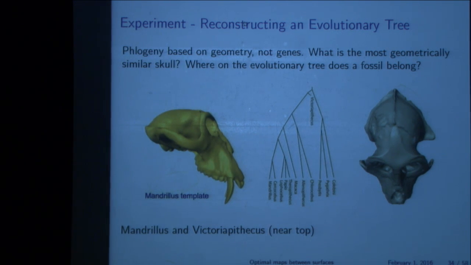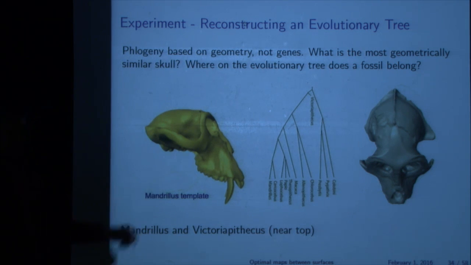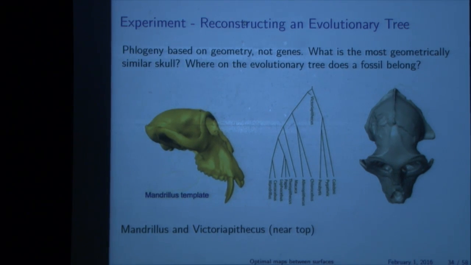One thing you can do out of this is try to see where a fossil fits in an evolutionary tree. This is an Old World monkey family tree, and on the right there is a fossil. It's called a Victoriapithecus. It's about 3 million years old. And it's thought that it lies somewhere up there in the family tree of current Old World monkeys, and that's purely based on its geometry.